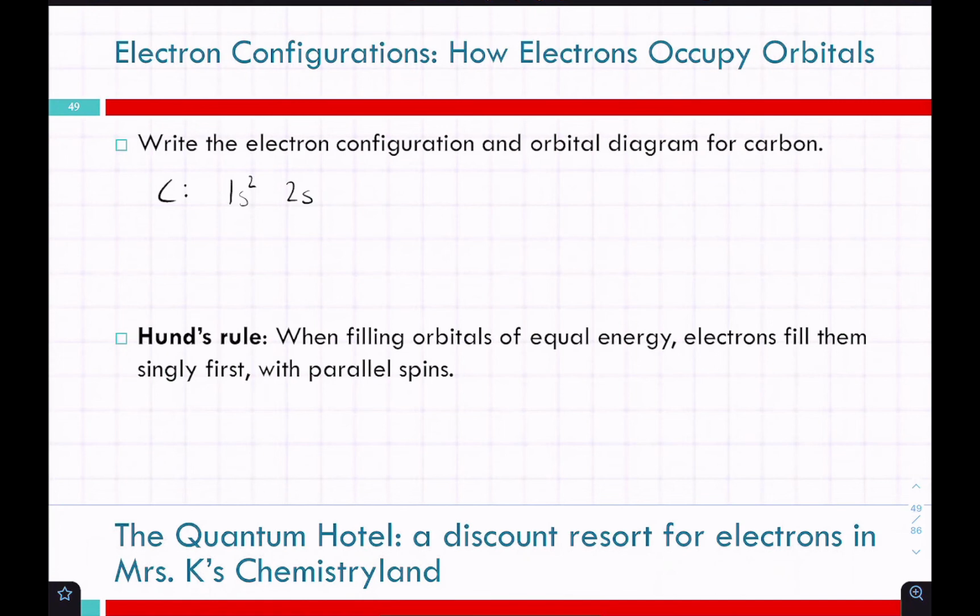So we did the electron configuration for lithium, and that was 2s1. If we do beryllium, it'll be 2s2. And of course, we can only have 2 electrons there also.